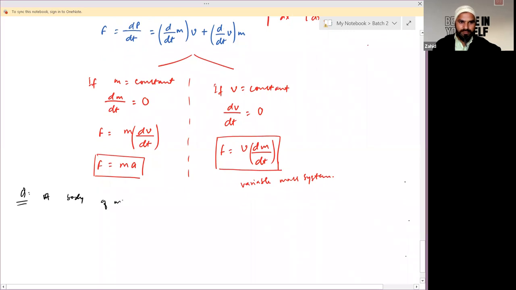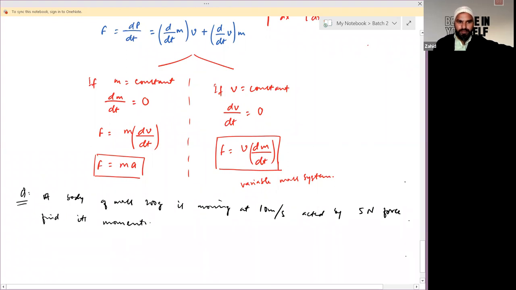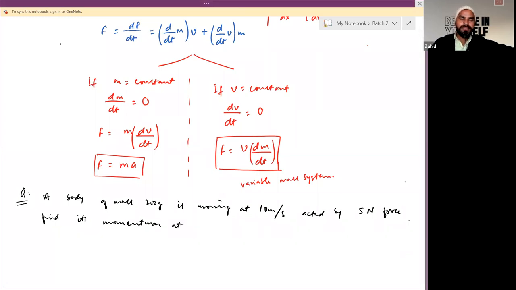A body of mass 200 gram is moving at 10 meter per second. Acted by 5 Newton force. Find its momentum in 2 seconds.